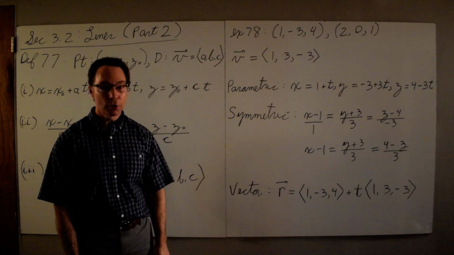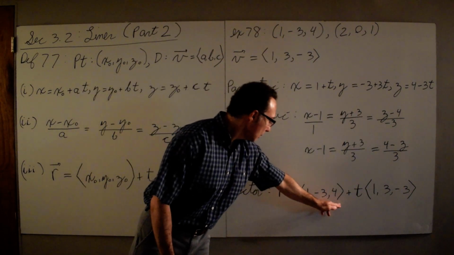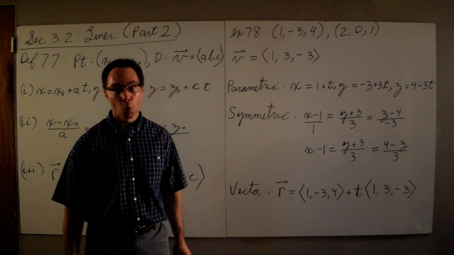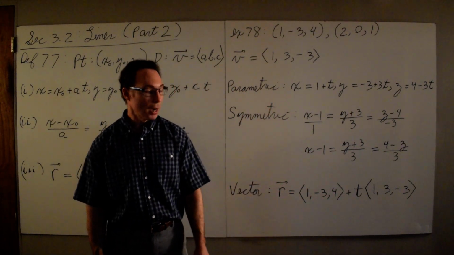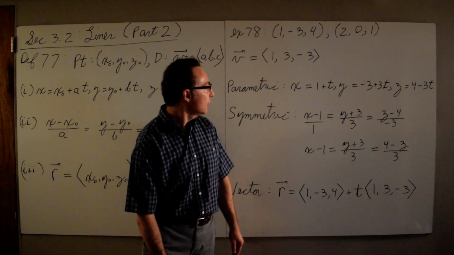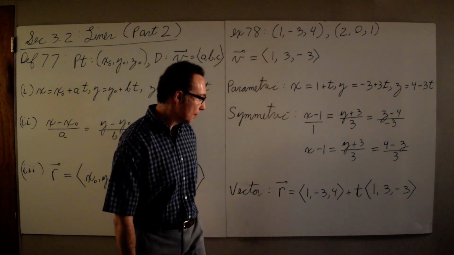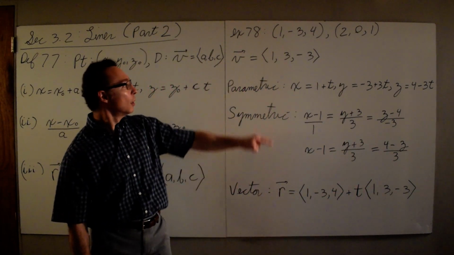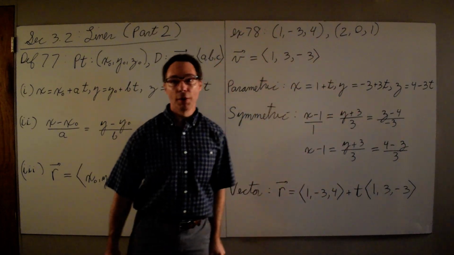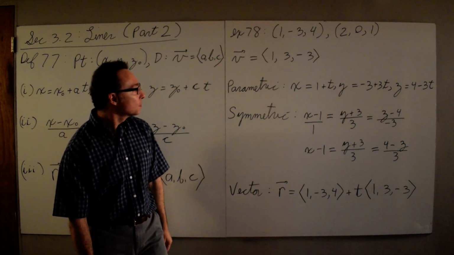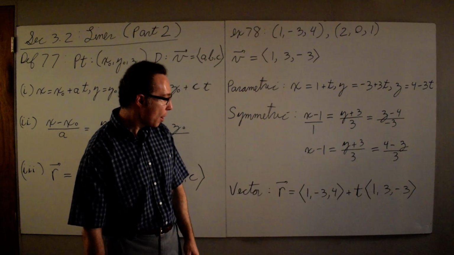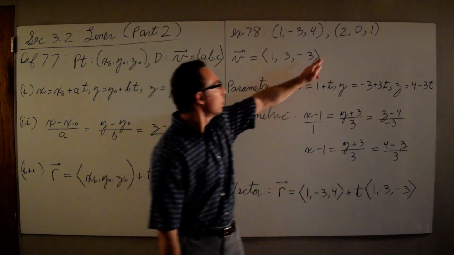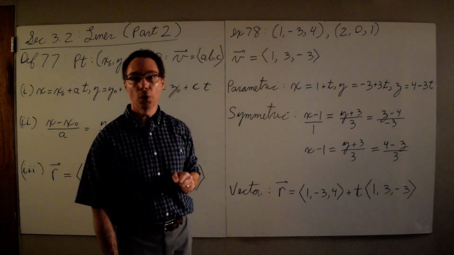And then for the vector equation, we take this point and write a vector using the coordinates of the point as the components of our vector, plus t times our direction vector. When t is 0, we have the vector 1, negative 3, 4, which corresponds to the point 1, negative 3, 4. And when t is 1, we have the vector 2, 0, 1, which corresponds to the point 2, 0, 1.